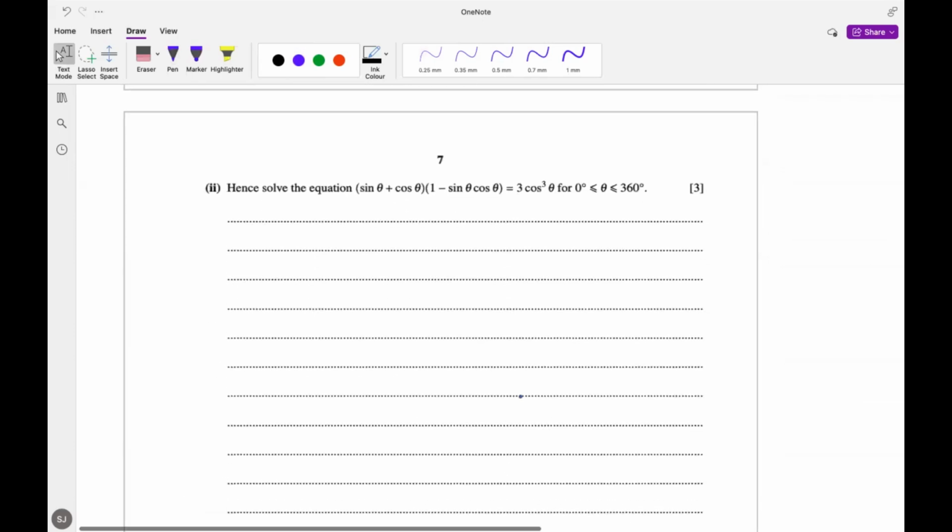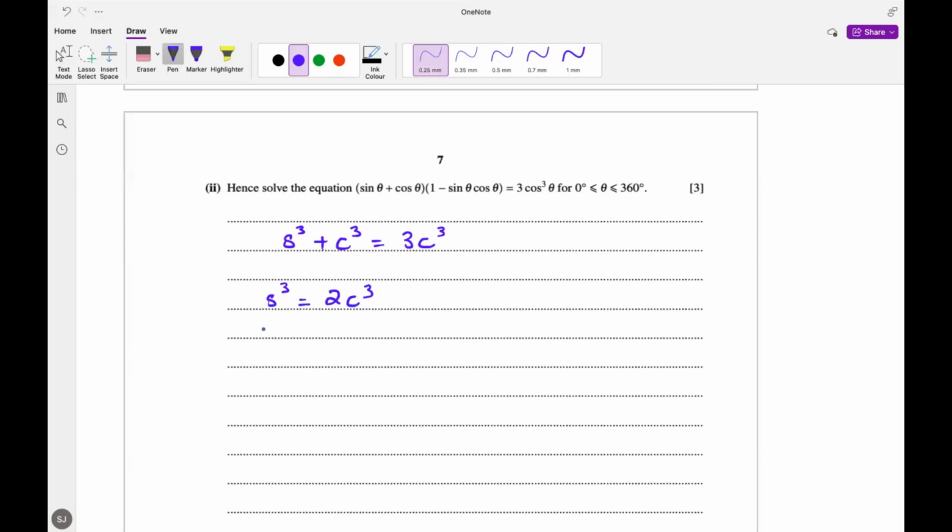In the next part, we have to solve the equation (sine plus cos) times (1 minus sine cos) equals 3 cos cube. Now we have proved that this expression can be written as sine cube plus cos cube, and this equals 3 cos cube. Simplifying this, we'll get sine cube equals 3 cos cube minus cos cube, which is 2 cos cube.